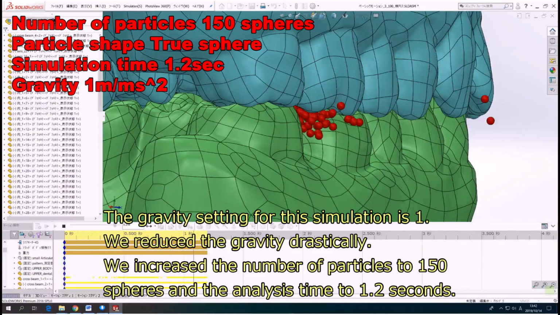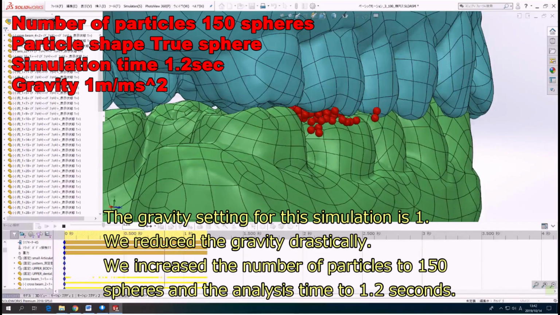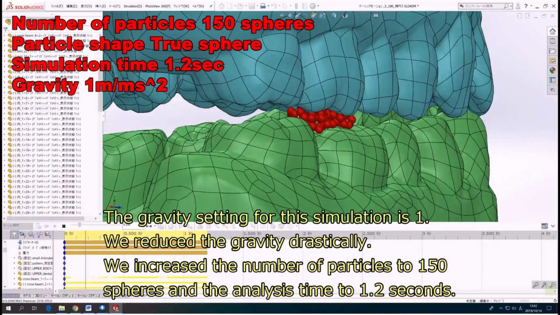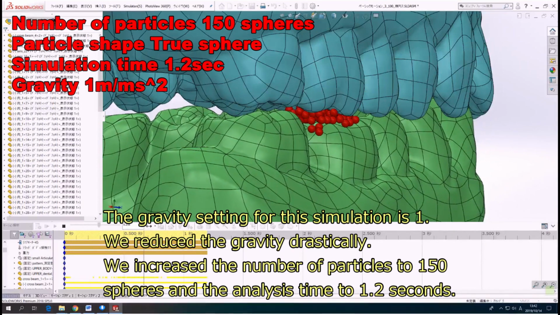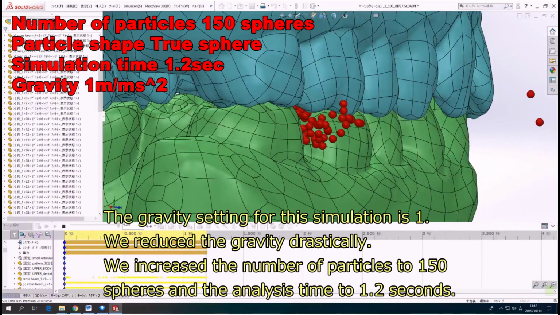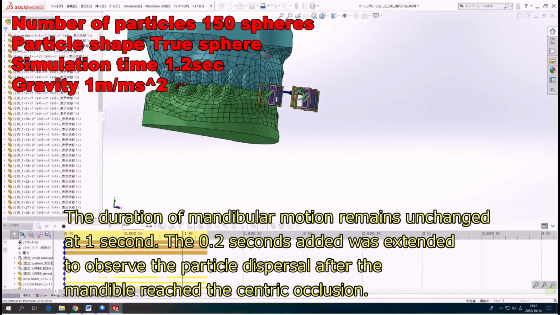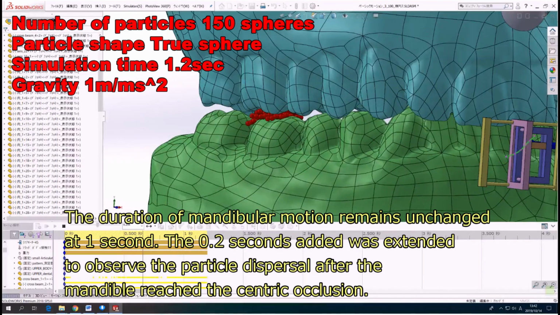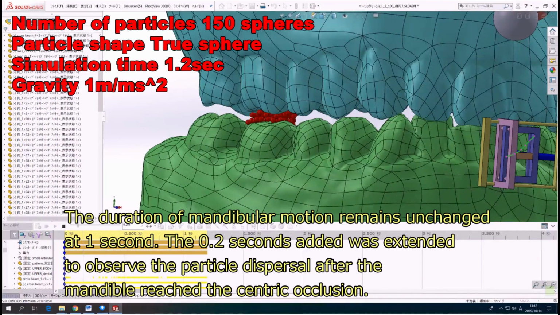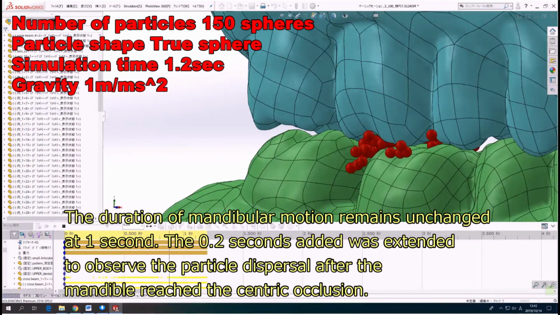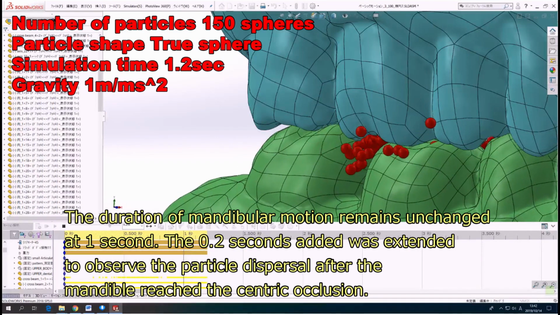The gravity setting for this simulation is 1. We reduced the gravity drastically. We increased the number of particles to 150 spheres and the analysis time to 1.2 seconds. The duration of mandibular motion remains unchanged at 1 second. The 0.2 seconds added was extended to observe the particle dispersal after the mandible reached the centric occlusion.